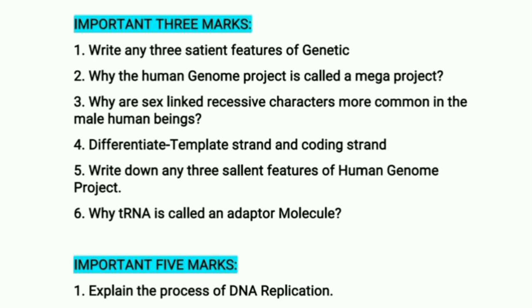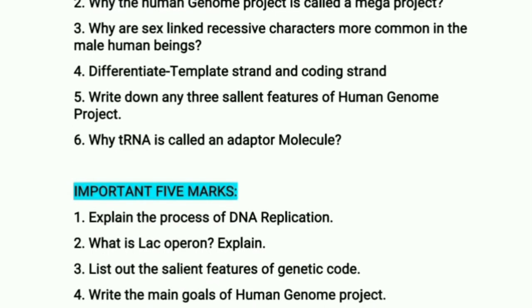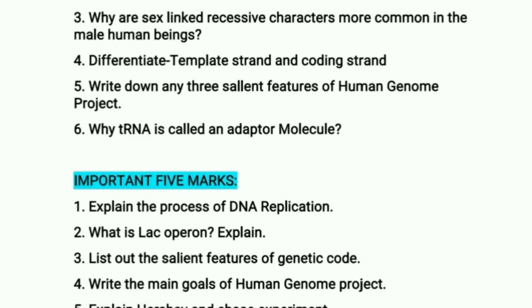Why are sex-linked recessive characters more common in male human beings? Differentiate template strand and coding strand. Write down any 3 salient features of the Human Genome Project. Why is tRNA called an adapter molecule?